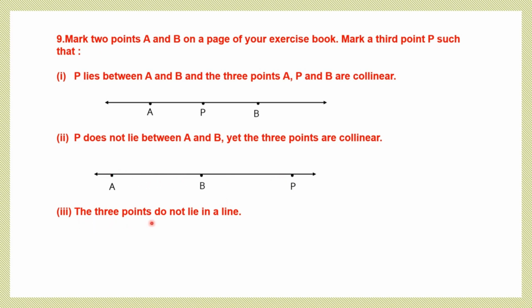Next one, the 3 points do not lie in a line. So they're not collinear points. So we just have A and B, and P has to be put somewhere so that they are not on the same straight line. Now like this. So we have A and B here, and P is not on the line. So they are non-collinear points.